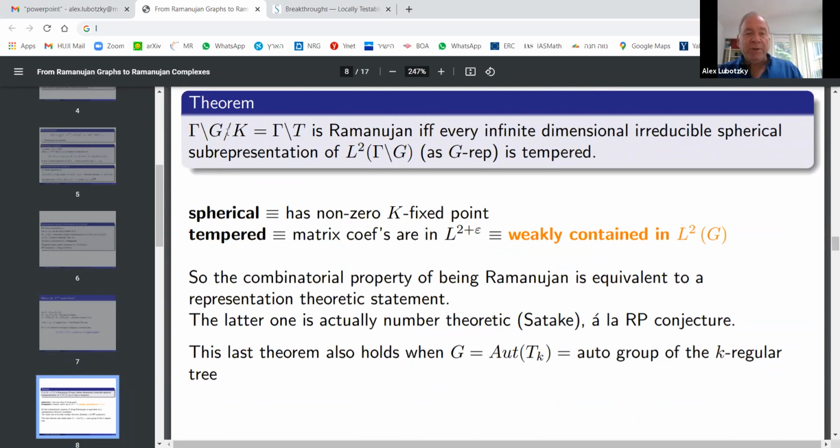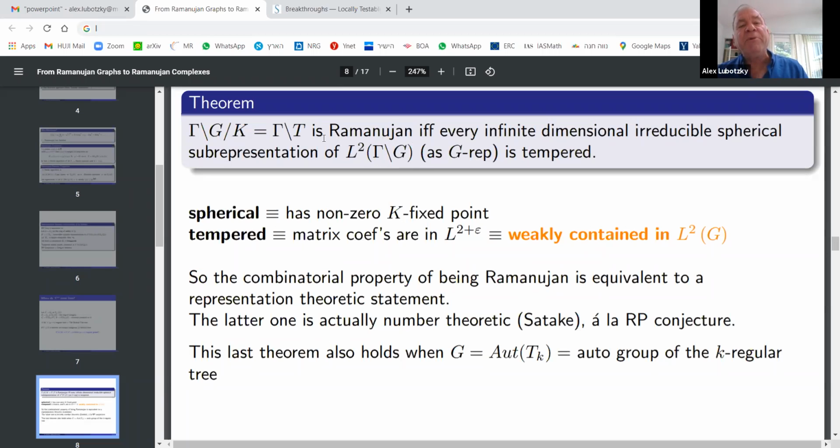This graph, K\G/Γ, which is T mod Γ, this finite (p+1)-regular graph, is a Ramanujan graph if and only if every infinite dimensional, irreducible, spherical subrepresentation of L2 of G mod Γ, as a G representation, is tempered. You remember the word tempered, right? Tempered, well, one of the definitions is that matrix coefficients are in L^{2+ε}, but weakly contained in L2(G). Okay, I don't know if you're familiar with this language, so that's fine. If not, it's not really important.